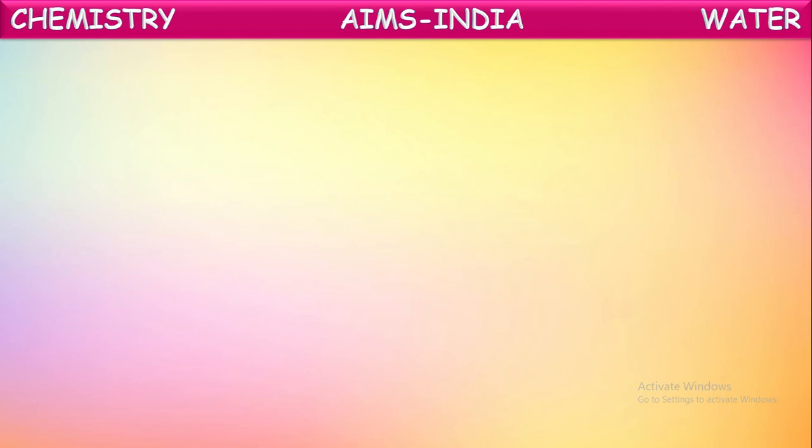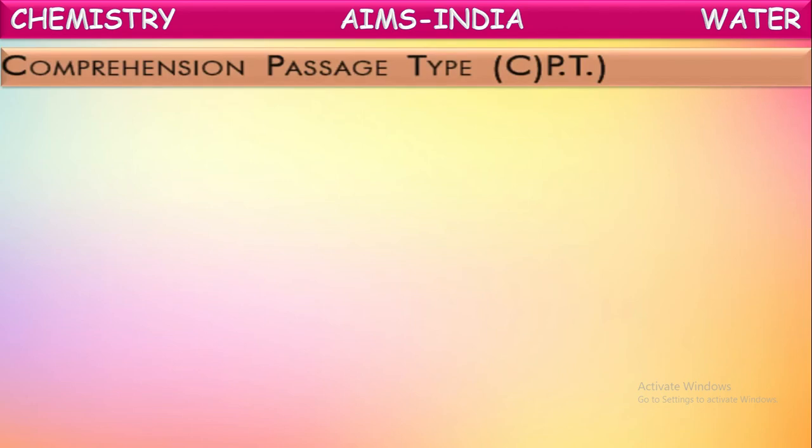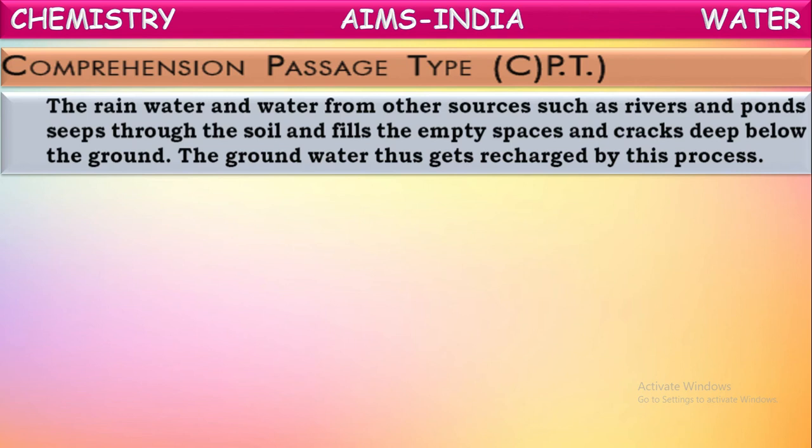Okay. Next, comprehension passage type questions. First, let us see the passage or paragraph. Based upon this, we are going to see questions. See the first one. The rainwater and water from other sources such as rivers and ponds seeps through the soil and fills the empty spaces and cracks deep below the ground. The groundwater thus gets recharged by this process.